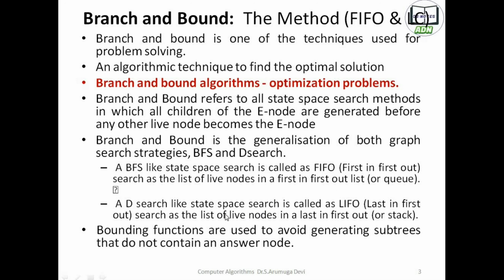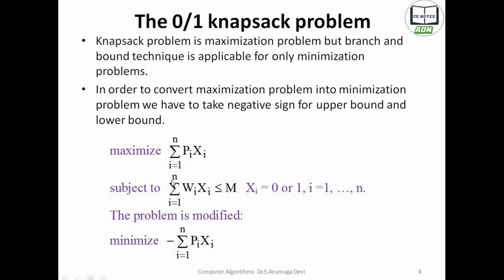And this is the mathematical notation for the definition of the 0-1 knapsack problem. The knapsack problem is a maximization problem, but branch and bound is applicable only to minimization problems. So we convert the sign. Maximize means you maximize the profit, subject to the condition that it does not exceed the maximum capacity of the bag when you are choosing the items. The problem can be modified by changing the sign of the objective function.